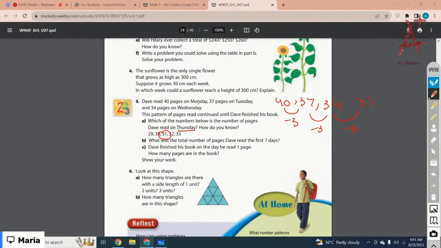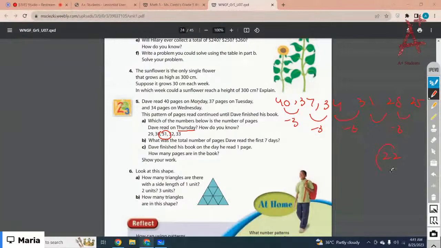What was the total number of pages Dave read in the first 7 days? Okay, 31 minus 3, 28. 28 minus 3, 25. You have to calculate the first 7: 1, 2, 3, 4, 5, 6. And 25 minus 3, 22.